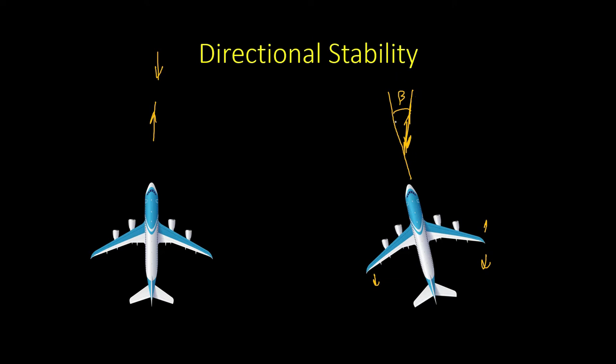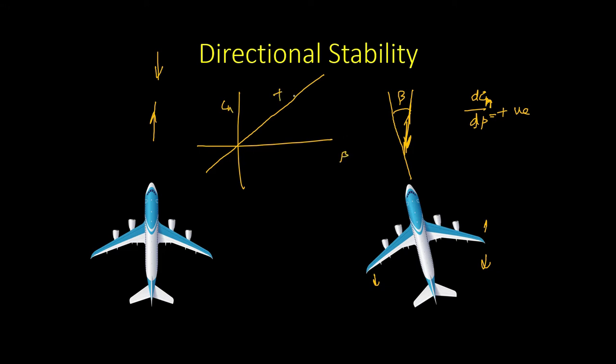So to upset a positive side slip, the aircraft must produce a positive yawing movement, that is dCn by d beta should be positive. That is, to upset a positive side slip, the aircraft must produce a positive yawing moment. So if I make a Cn beta curve, the slope of the Cn beta curve, this is Cn, this is beta, must be positive for a statically stable aircraft.